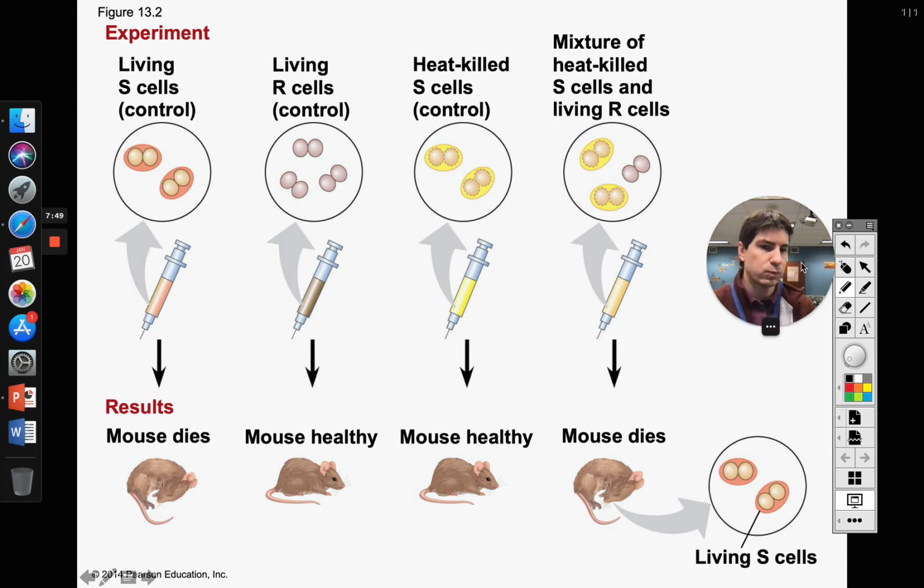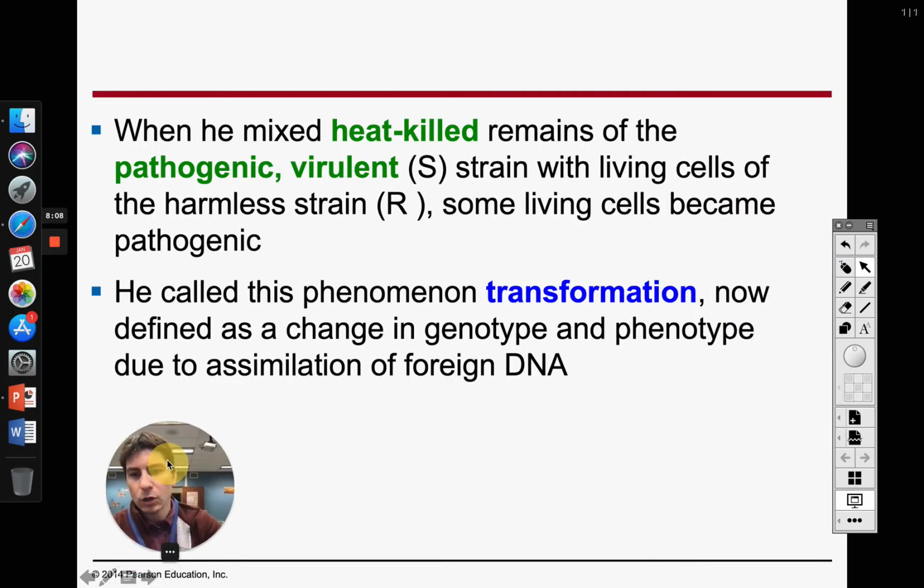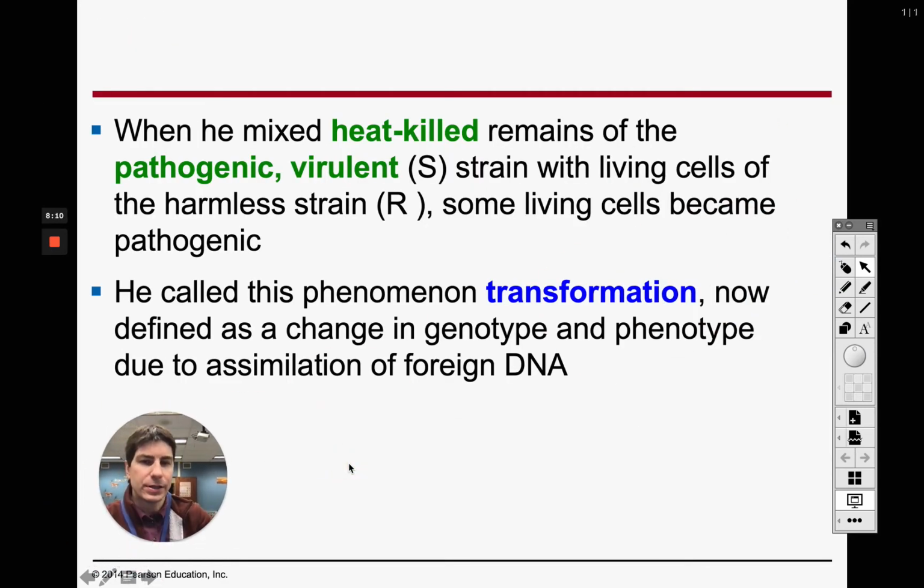And this was the basis for the whole experiment, and it was like, okay, why did this happen? The R cells didn't kill the mouse. The heat-killed S cells didn't kill the mouse. Put them together and the mouse dies. Why?